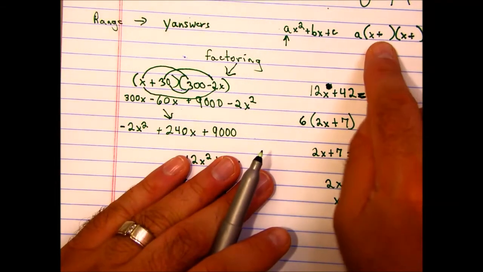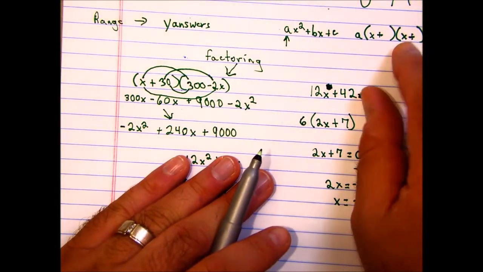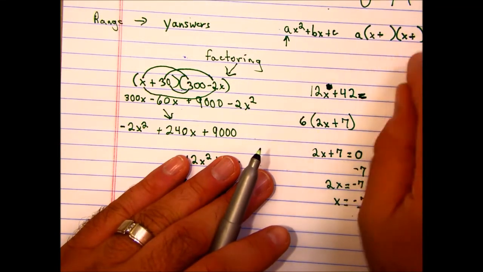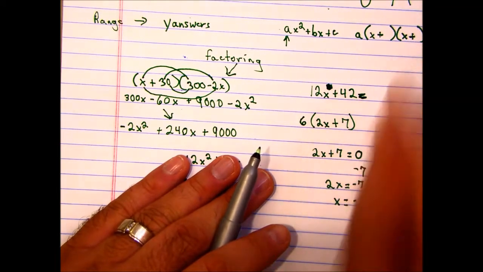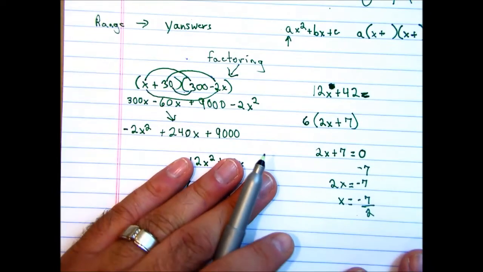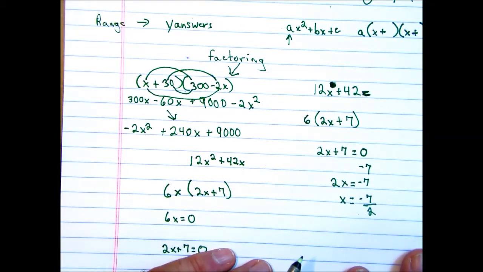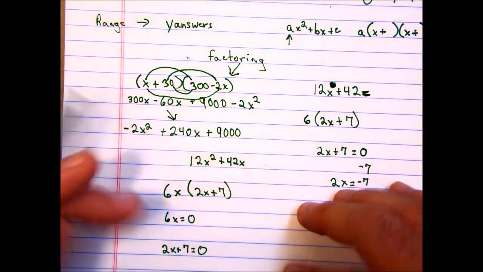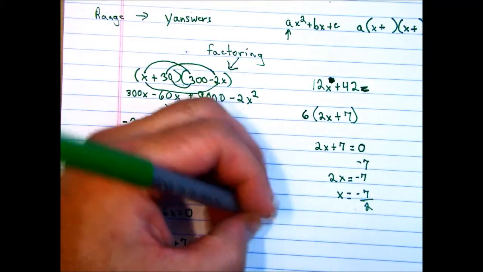And these are my zeros, meaning I take this problem, put it equal to 0, this problem, put it equal to 0, and that's where my x-intercepts are. All right, so you have to be able to read that. So I'll give you an example problem.